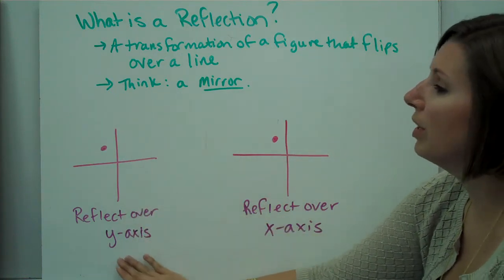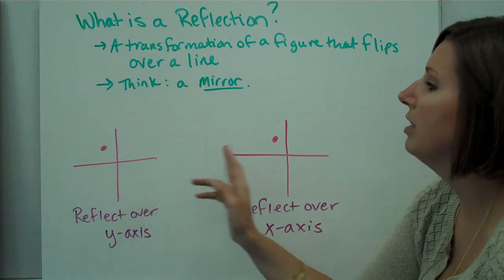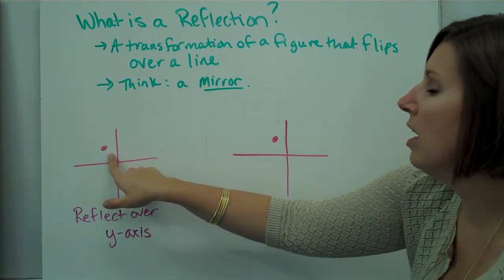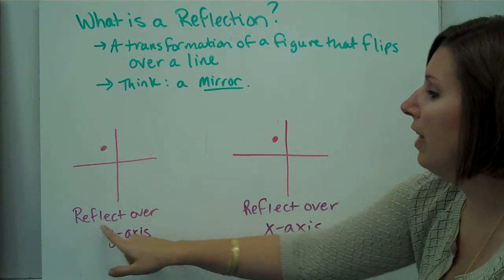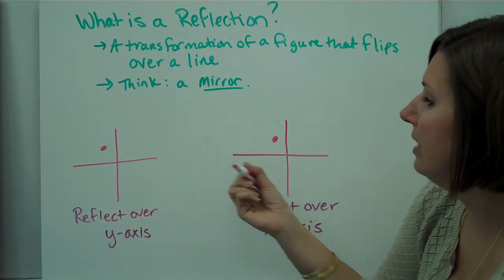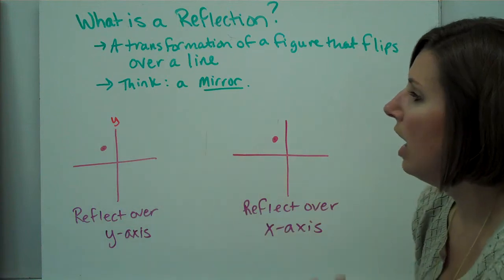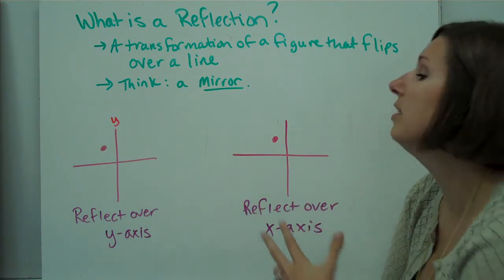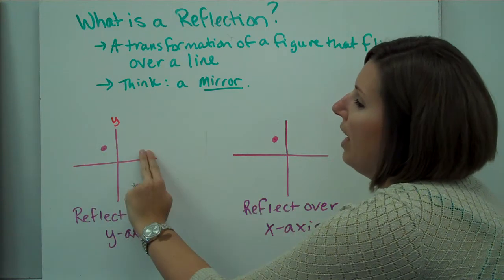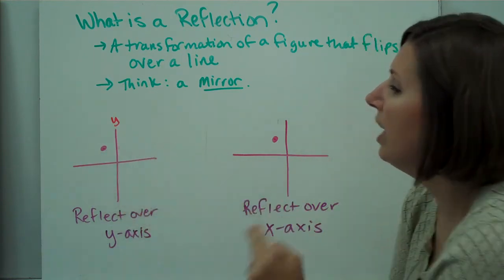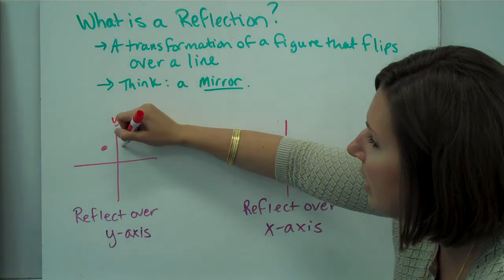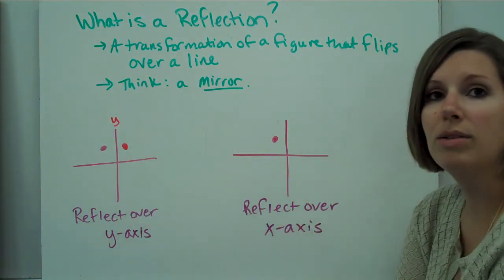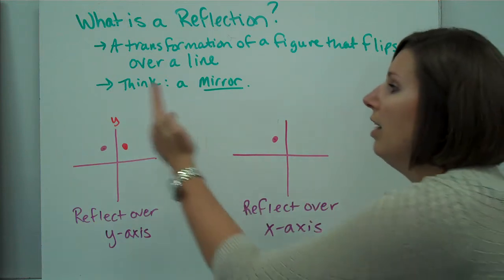So here, we're going to do 2 things. I've got a sketch of a coordinate plane, and I've got a point. If I were to reflect this point over the y-axis, here's my y-axis. I'm just going to reflect it roughly to show you what a reflection is over that y-axis. So I'm going to take this point, and if I reflected it, this point would be somewhere in this region. So I just reflected it over that line.